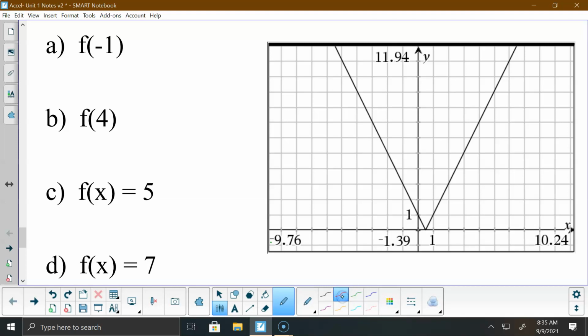Does it help when I color code them? Okay. You just like using all the colors.